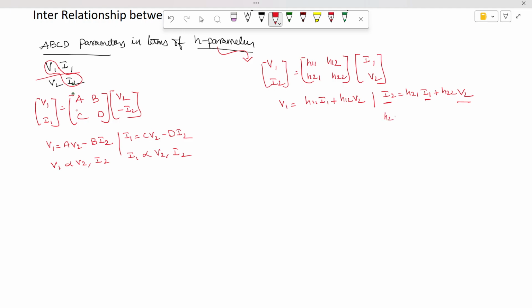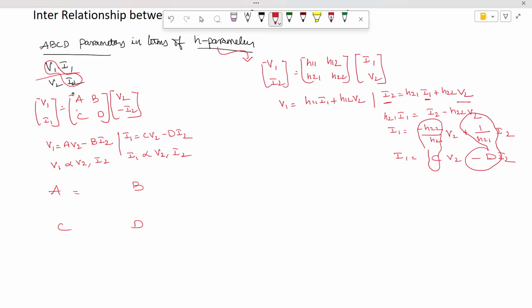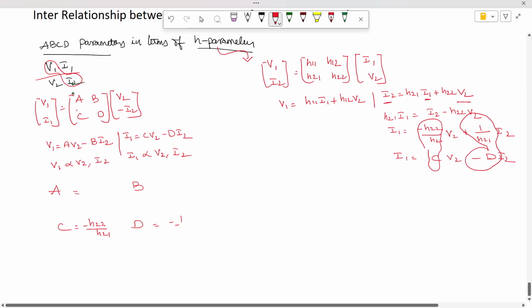So now write down H21 I1 is equal to I2 minus H22 V2. So here you can see I1 is in terms of V2 and I2. I require the value of I1. I1 is equal to, first we require V2, that's why I'm writing it first, minus H22 divided by H21 V2 plus 1 by H21 into I2. So we are going to compare with the standard expression. I1 is equal to CV2 minus DI2. Therefore, what are the values of C and D in terms of H parameters? The value of C is minus H22 divided by H21. The value of D is minus 1 by H21.